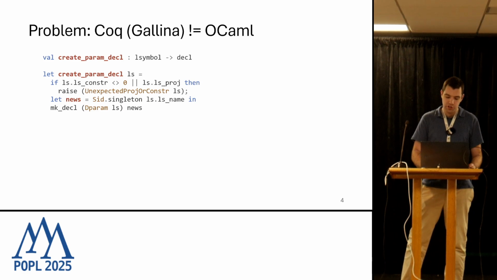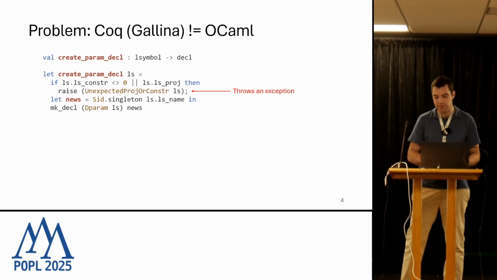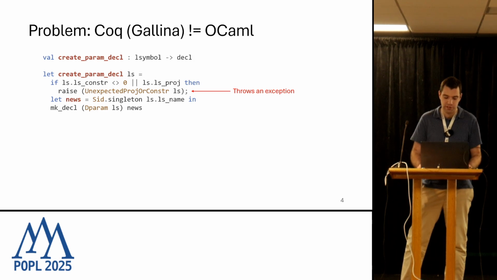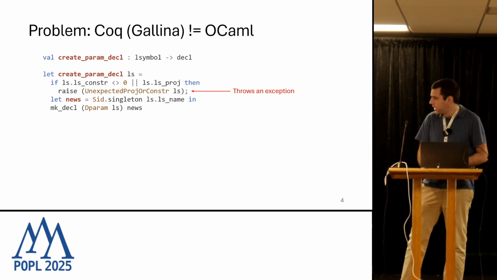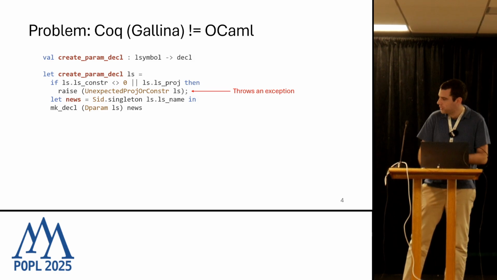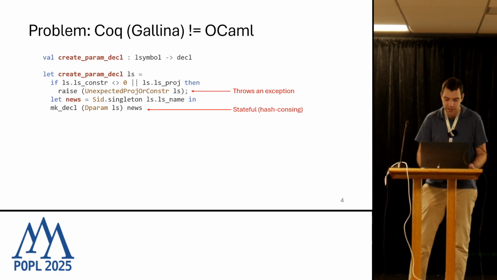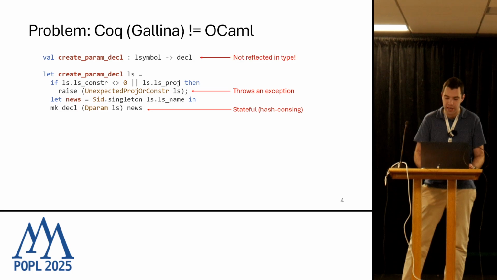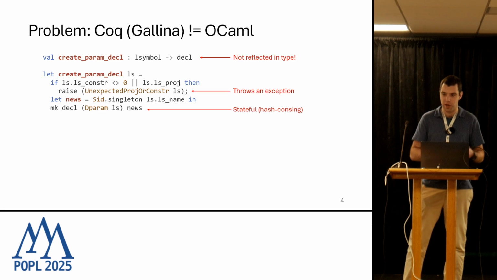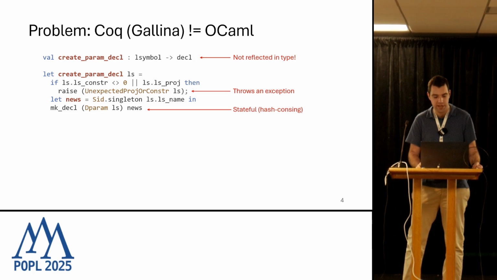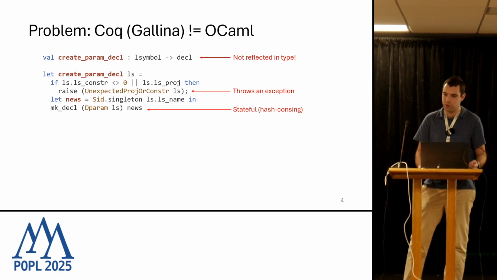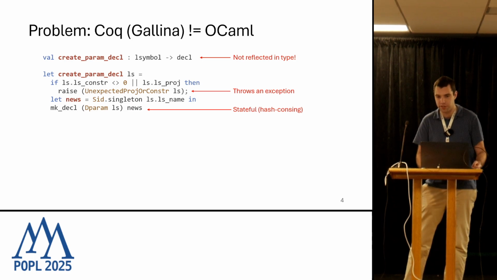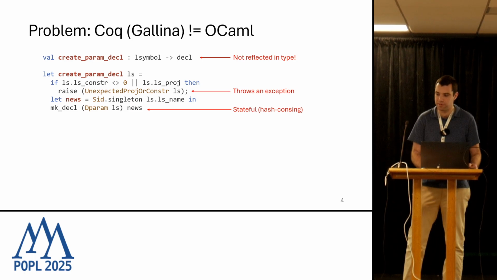But what is this function doing? Well, it does some error checks, and if there's some well-formedness check that fails, it'll throw an exception. And then it'll create the decl with that mk_decl function, which looks innocuous, but it's actually stateful. It's doing some hash consing. And of course, because we're in OCaml, none of this is reflected in the type. So if we're interpreting this lsymbol -> decl as some Coq type that we're trying to implement, this is a pure function that takes in an lsymbol and must return a decl, when really the function that we want is a program that might throw an exception, it might give us a decl, but also modify some global state.